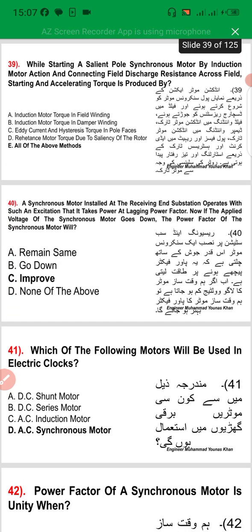While starting a salient pole synchronous motor by induction motor action and connecting field discharge resistance across field winding, starting and accelerating torque is produced by induction motor torque in field winding, induction motor torque in damper winding, eddy current and hysteresis torque in the pole faces, reluctance motor torque due to saliency of the rotor. All of the above methods.